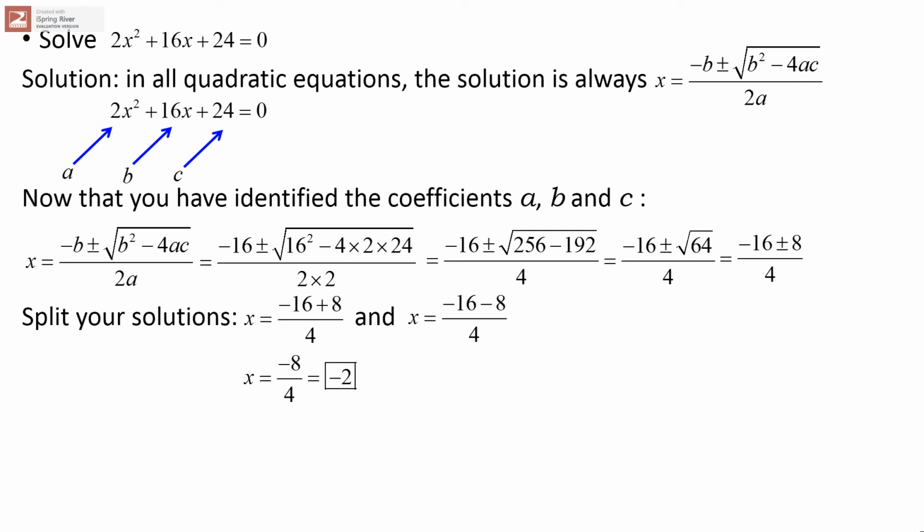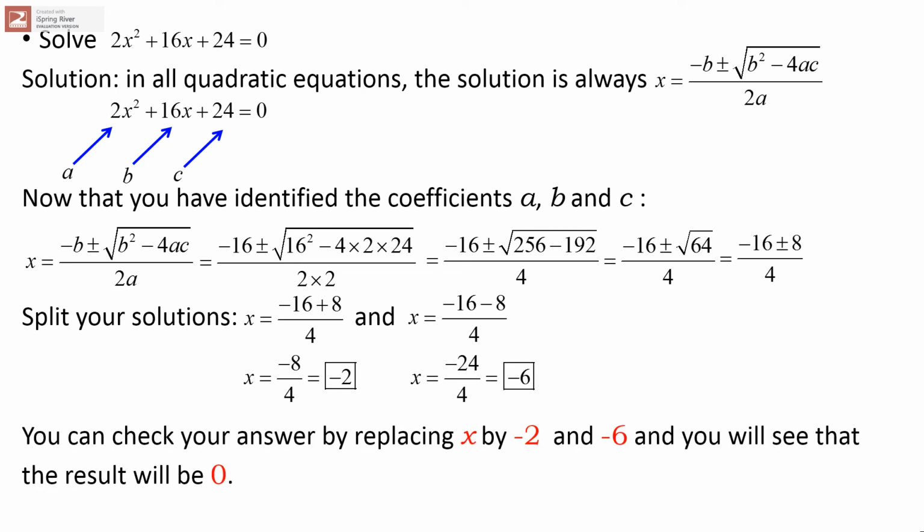Doing our computations, x equals negative 2 and x equals negative 6. Both of these values for x will make the equation equal to 0. And you can check your work by replacing x by negative 2 and by negative 6 and see if you did the right thing.